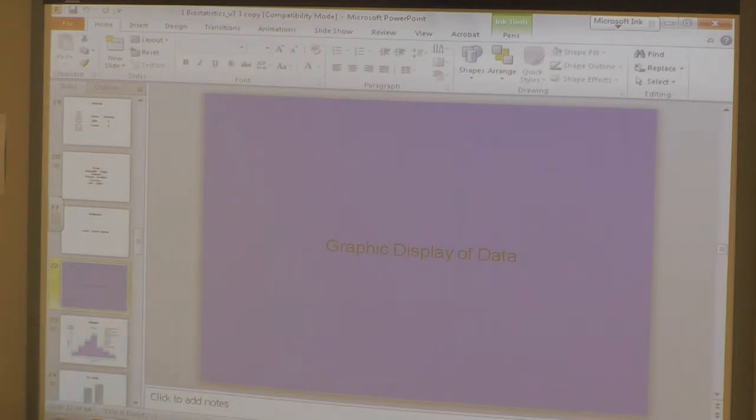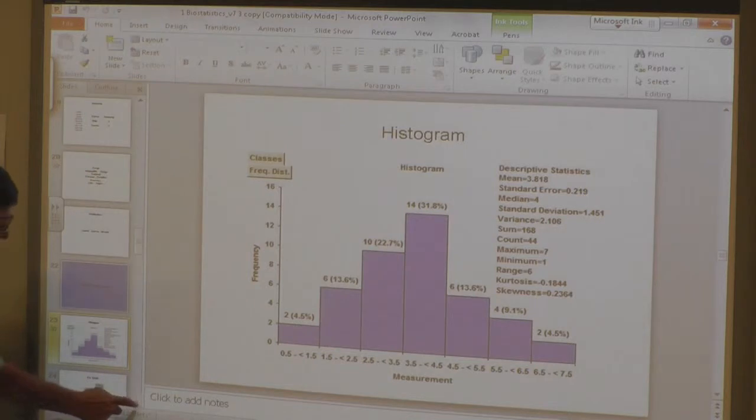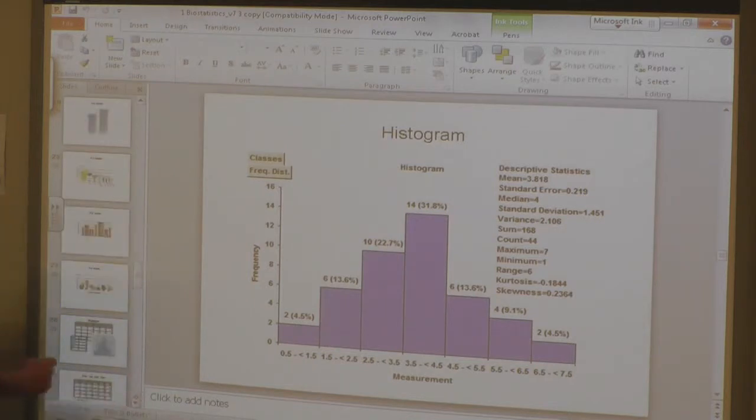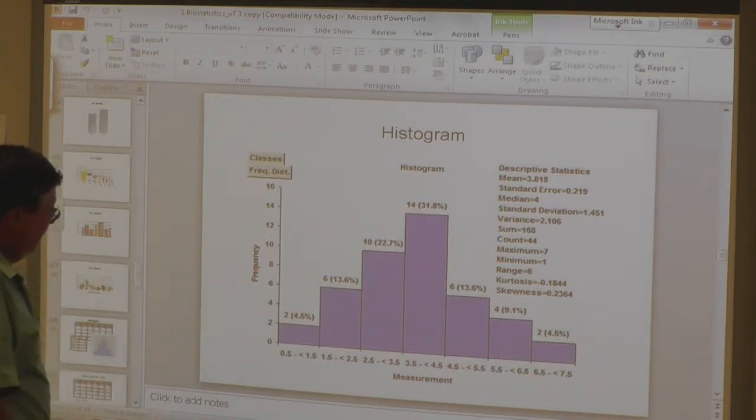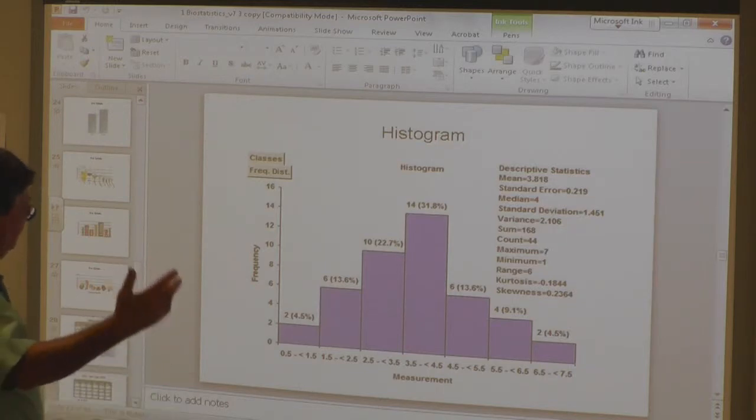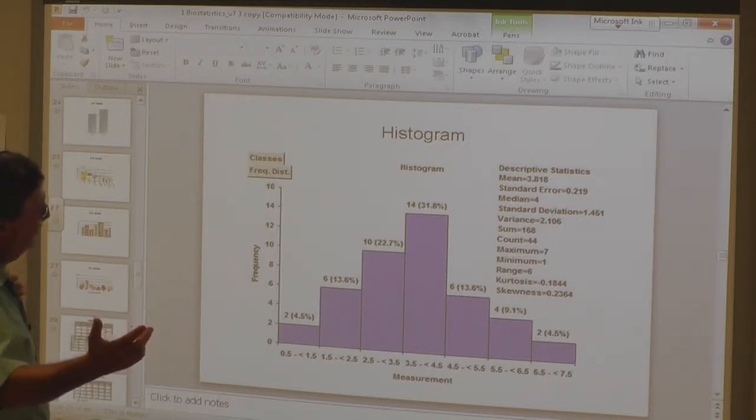In addition to that, we can also display the data graphically, and we already started to work on that. For instance, we started working with histograms. And here, for instance, we have a histogram which is, I'm going to guess, some sort of clinical measurement, right?